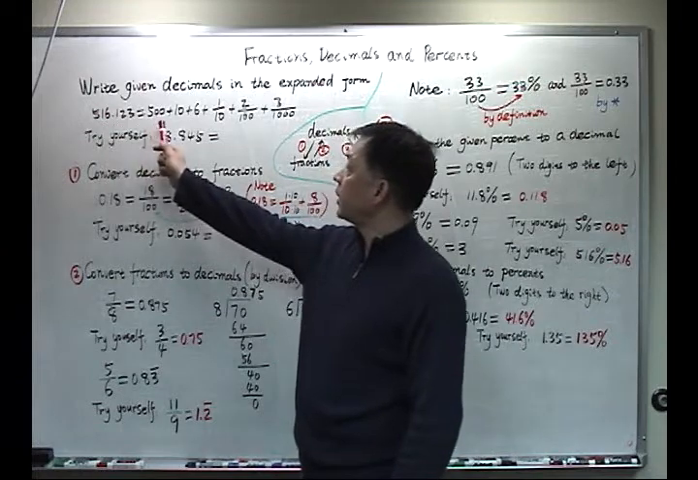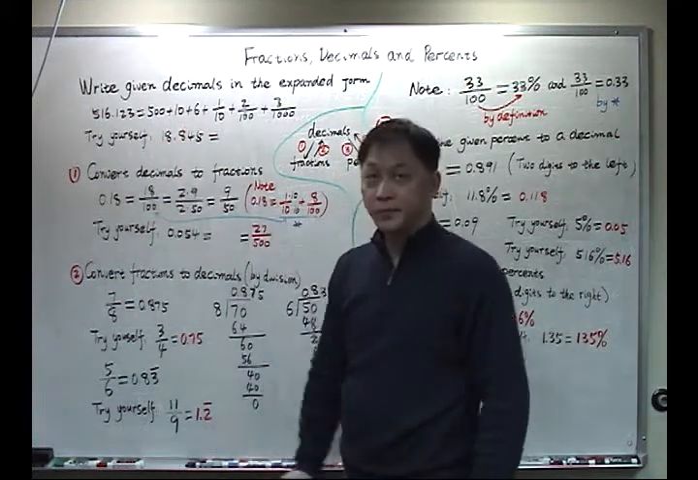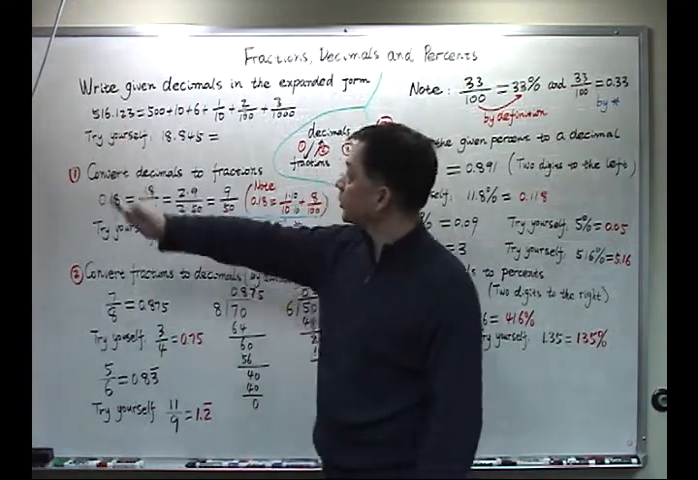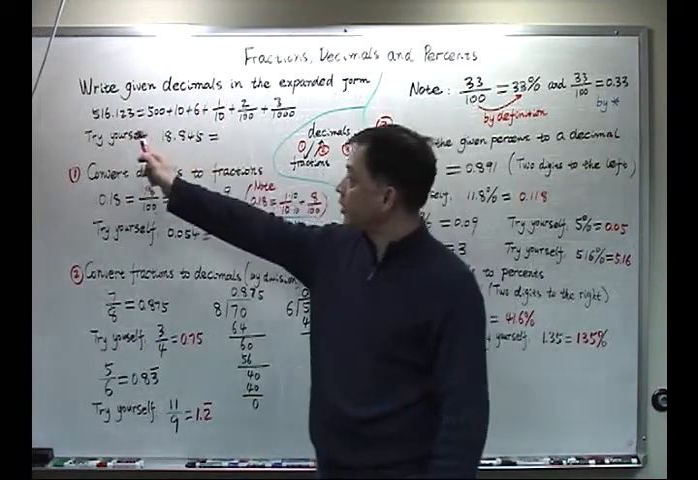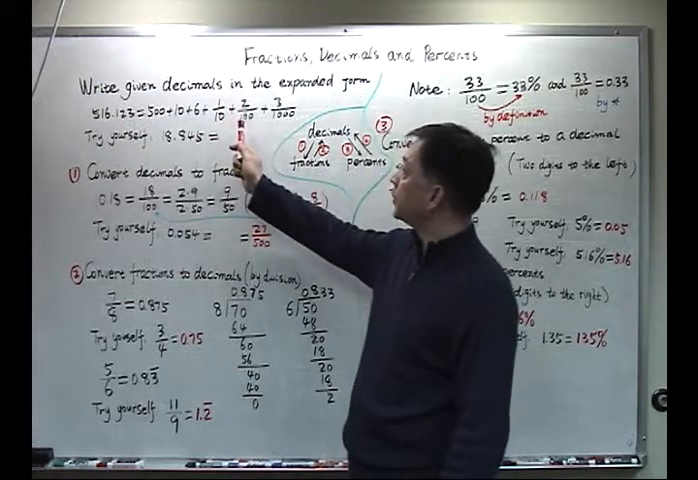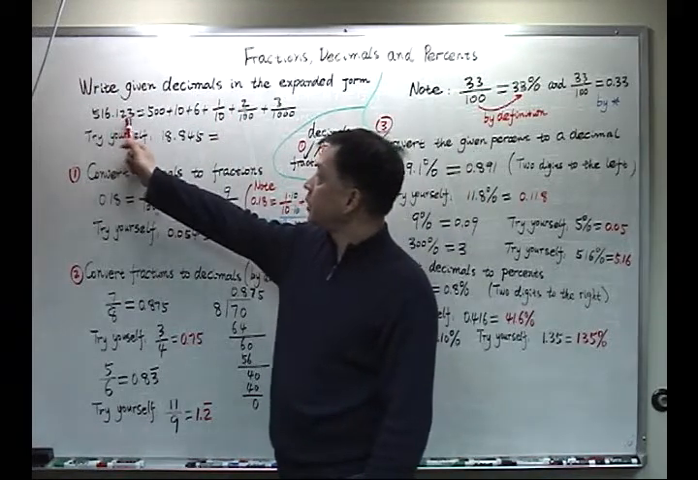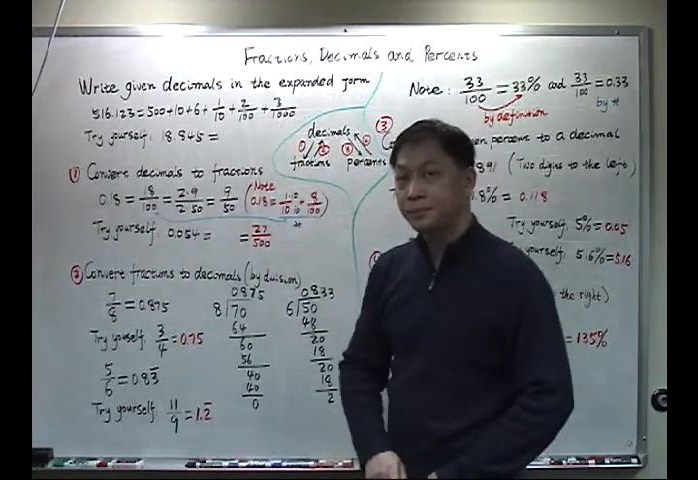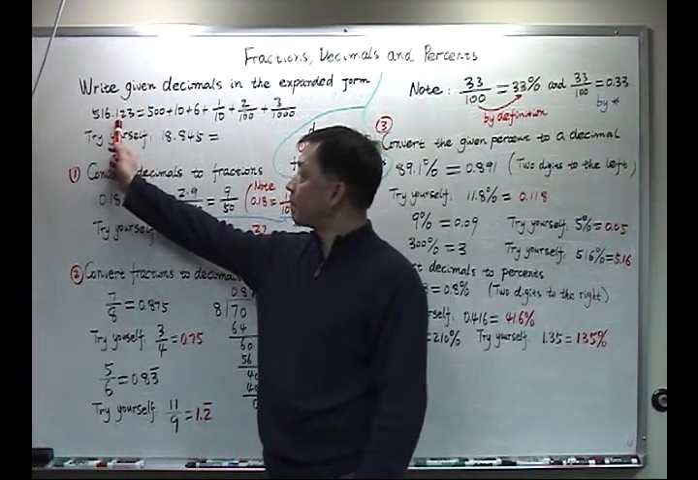We know 516 can be written as 500 plus 10 plus 6. 0.123, 0.1 is actually 1/10. 0.02 is actually 2/100. 0.003 is actually 3/1000.